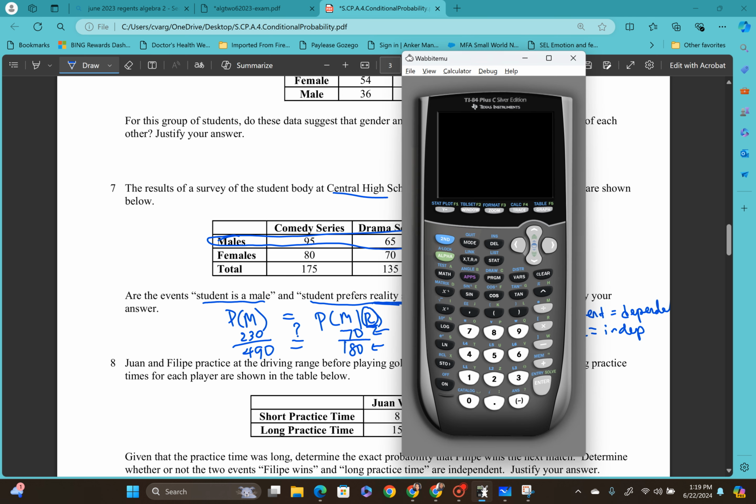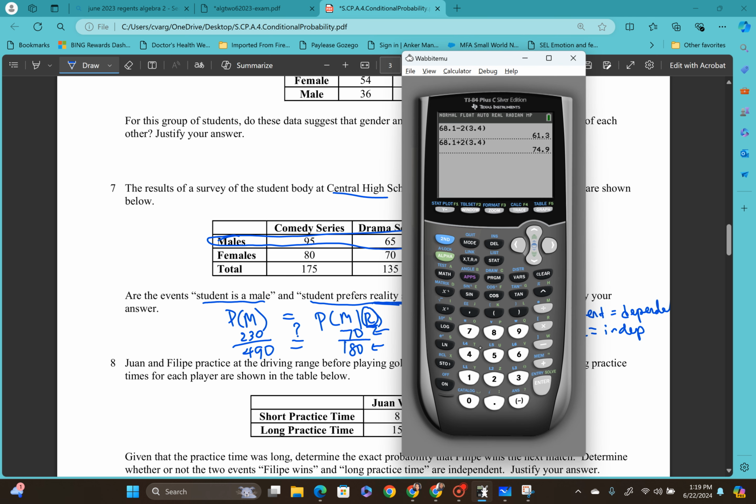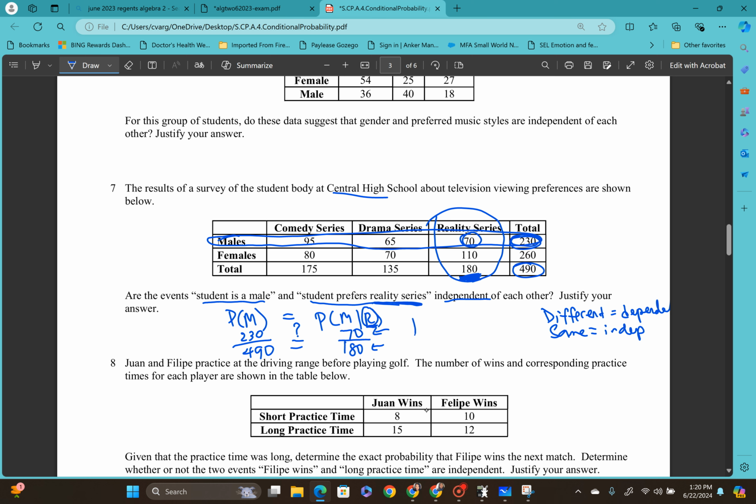So my handy dandy calculator comes in. I'm going to clear what's there. So I'm going to just do 230 divided by 490 because I want to change that to a decimal. And I want to see if that's the same or different as 70 divided by 180. Cool. So those are different, right? Which means that they are dependent. They are not independent. So let's answer our question. So they are not independent. So the answer is no.